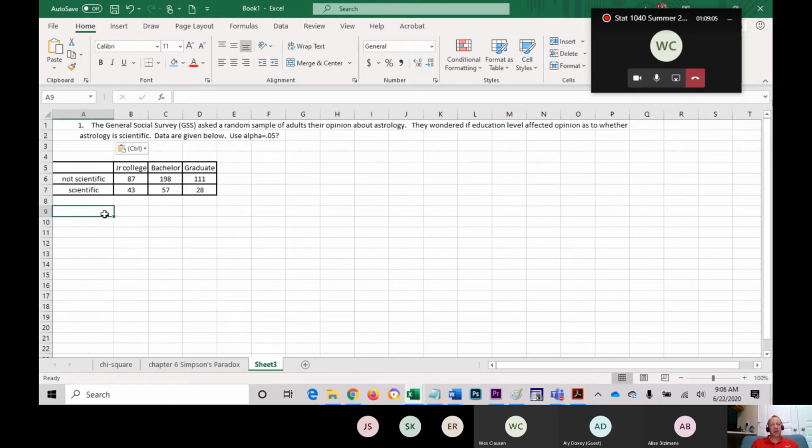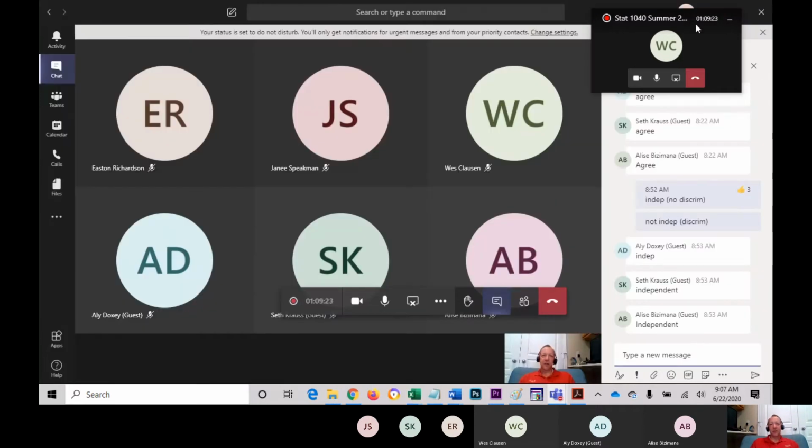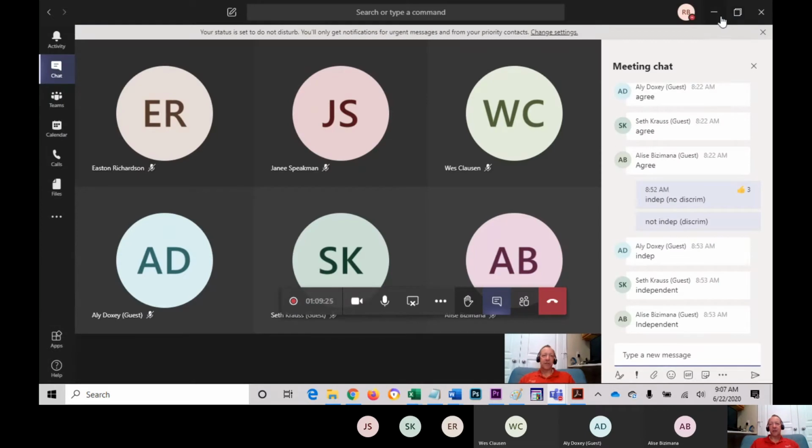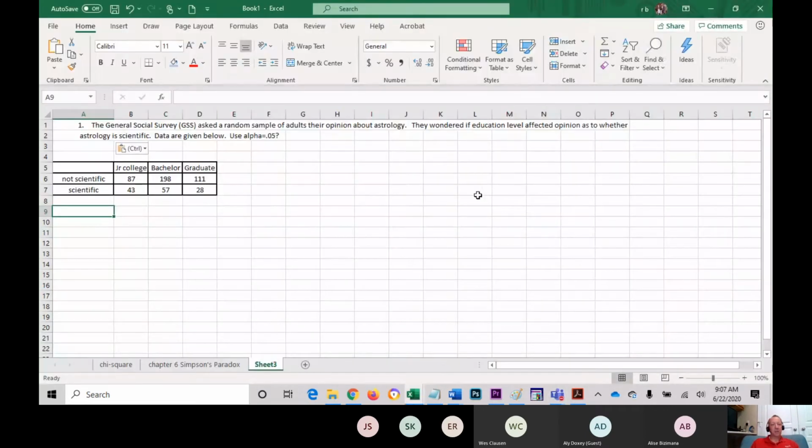Okay. Now, I guess one of the lucky things about the chi-square test of independence is it's always going to be in the table. So that's usually a dead giveaway. So anyway, let's go ahead and go through all the numbers. So whose turn is it? Easton, why don't you start us off? How should we start off this?